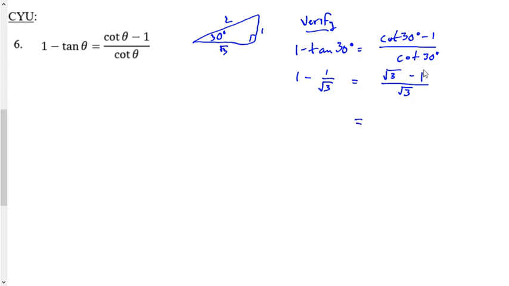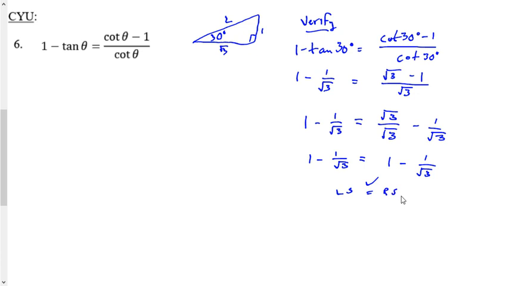So on the right side, I'm going to rewrite this as two separate fractions. Since I have that denominator of root 3, I'm going to change this into root 3 over root 3 minus 1 over root 3. And then the left side will stay unchanged. And then fairly quickly I can see that those root 3's are going to cancel out on the right-hand side. So we'll just get 1 minus 1 over root 3. And I'm done my verifying. So the left side equals the right side.